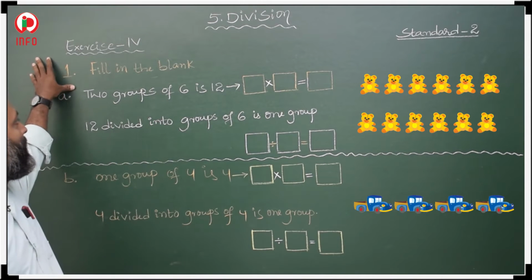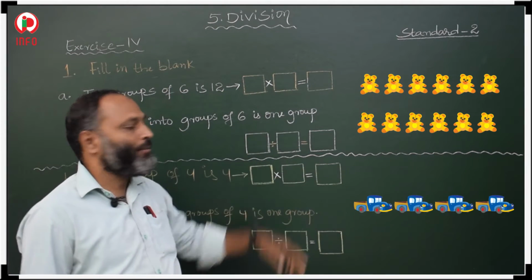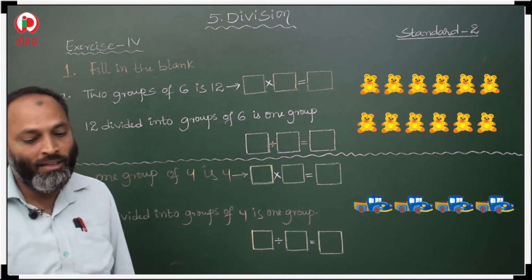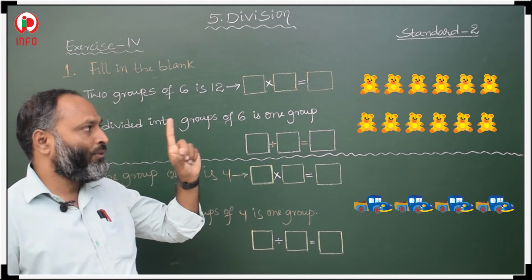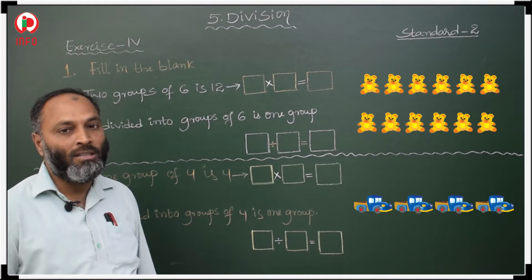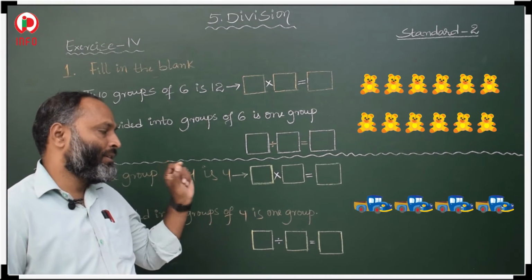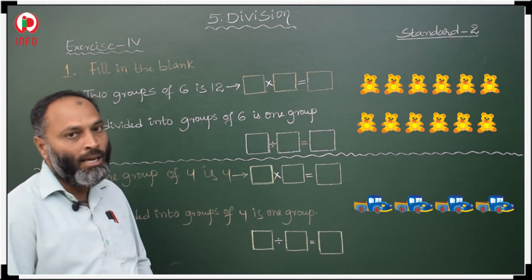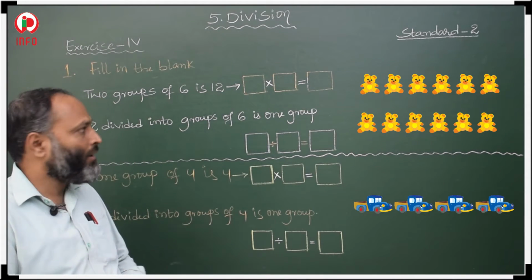Students, see here in exercise 4, the first one. We have to fill in these boxes. In these boxes, one multiplication fact is given, the other one is the division fact. See here, how many dolls were there? Total how many dolls? 1, 2, 3, 4, 5, 6, 7, 8, 9, 10, 11, 12. Total 12 dolls were there. First we have to write the number of dolls and number of groups as a multiplication fact.